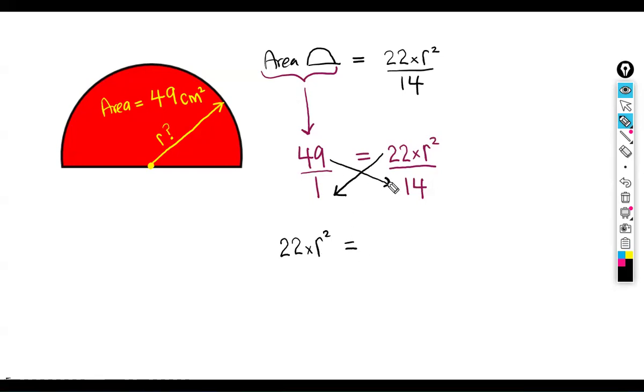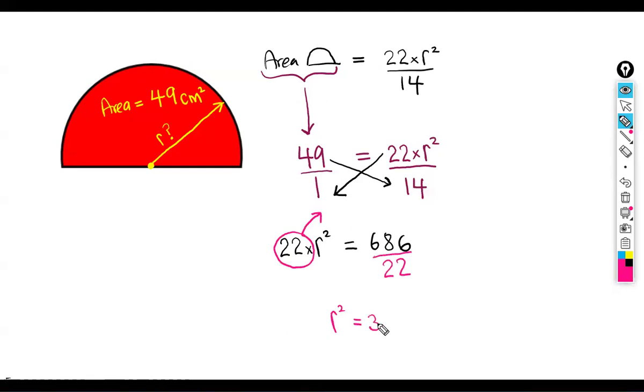49 multiplied by 14 is 686. Remember, we're trying to solve for R, so keep your eyes on the R. The 22 is a multiply. Throw it across, we get what? A divide. So now we have R squared is equal to 686 divided by 22.